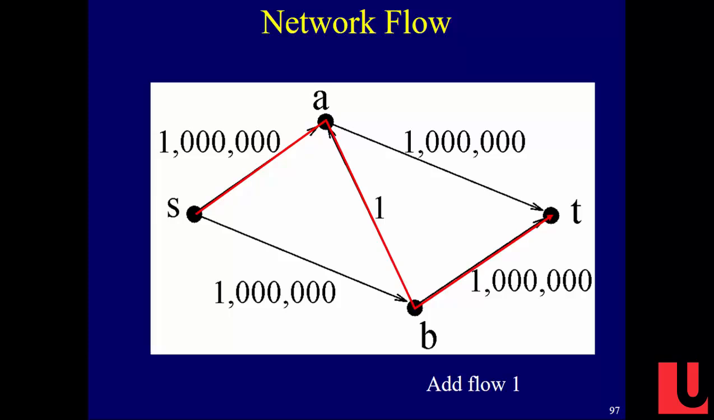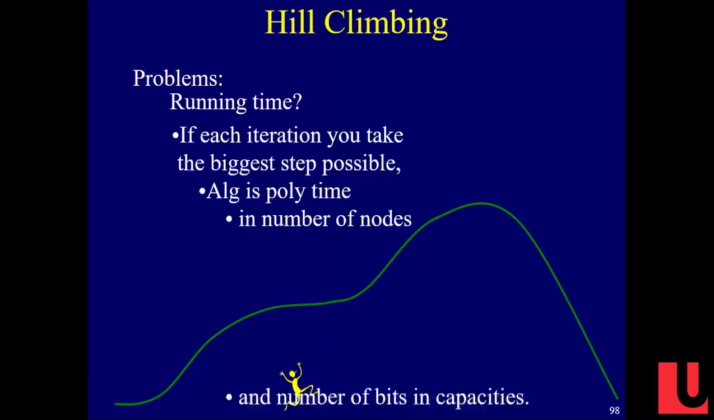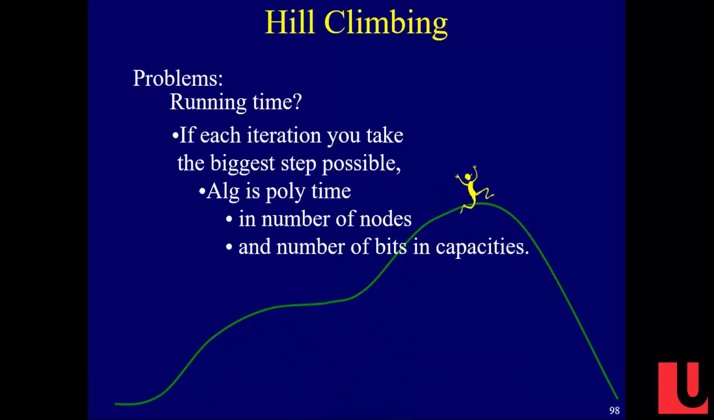But the good news is that we can fix that in 2 ways. The one algorithm is if in each step you take the largest possible step of the steps which increase it, sort of maximum descent, then we can prove that the algorithm's polynomial in the number of nodes in the graph and the number of bits to write down the capacities, right? So that algorithm's really very fast.